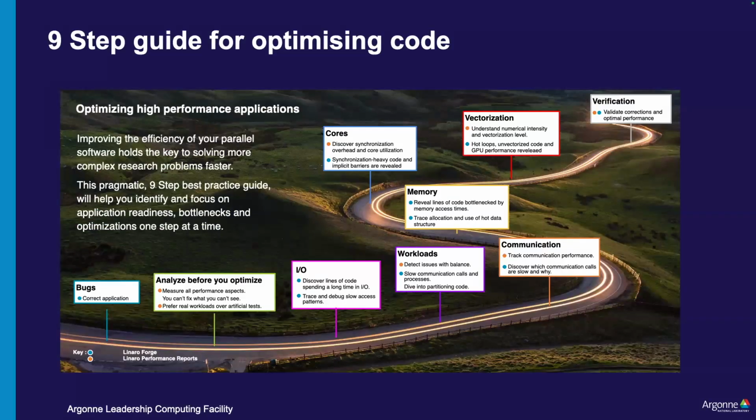Okay, I'm not going to go over this roadmap, but it's a good way to look at performance and all the different areas. What performance reports does is cover each one of these: I/O, workloads, communication, memory, cores, as well as whether your code is vectorized, looking at each one of these pieces in turn.